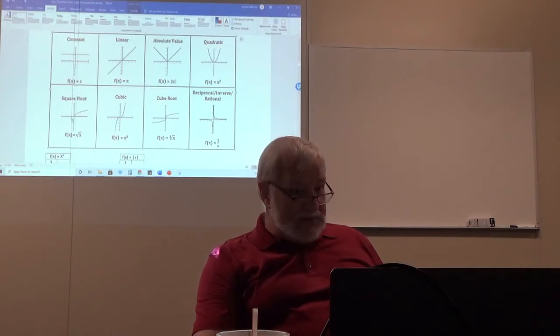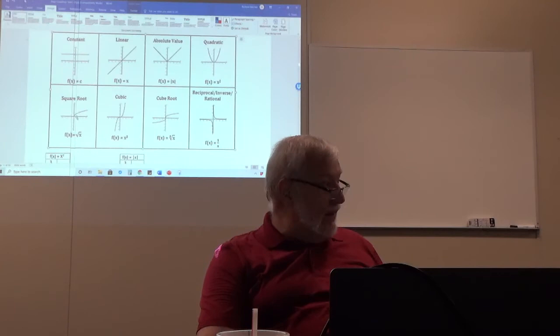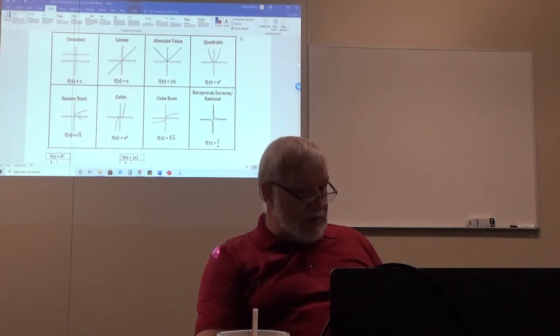Square root, what's the square root of 0? 0 times 0. Square root of 1 is 1. Square root of 4 is 2, so this will be over 4 up 2, over 3 up 9. Oh, wait a minute, that's this graph. Turn it on the side.